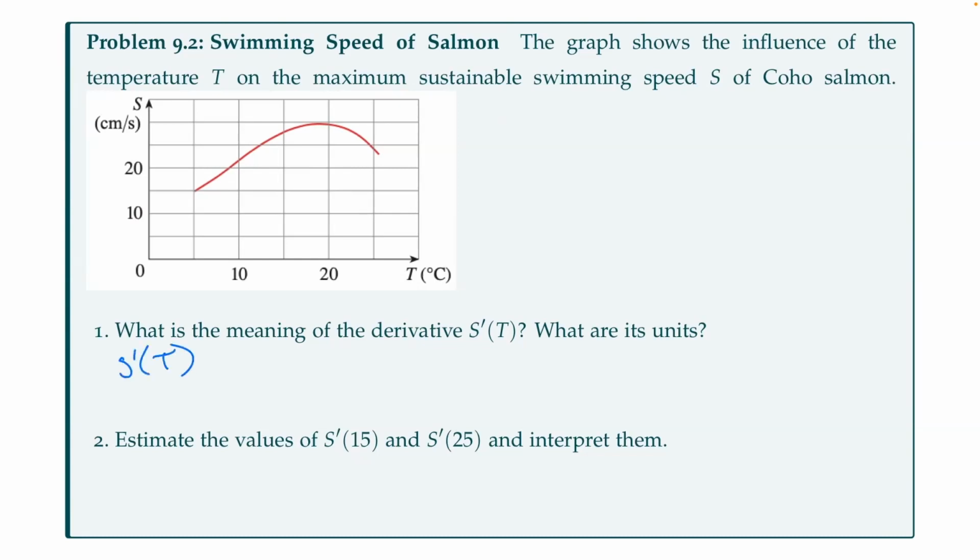So s prime of t is simply a measure of how s changes as t increases. So in other words, how does the speed at which this salmon swims change as the temperature increases? And its units, well, the units here, we've got centimeters per second on the y-axis.